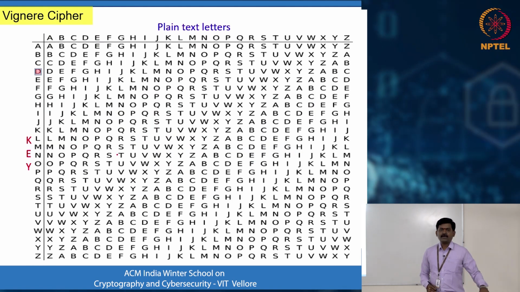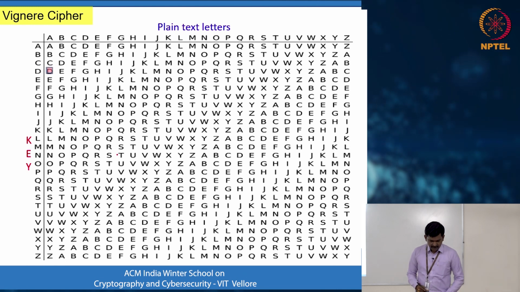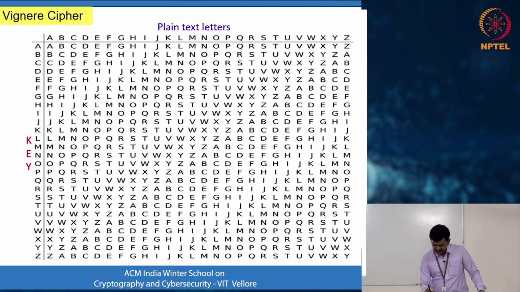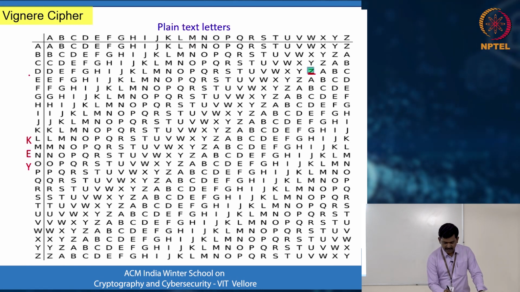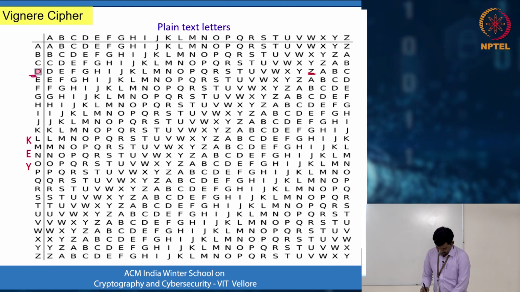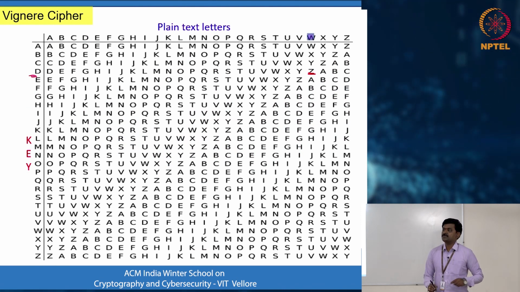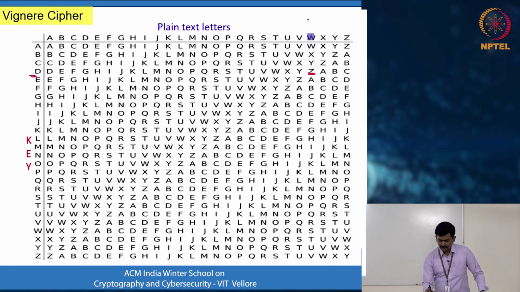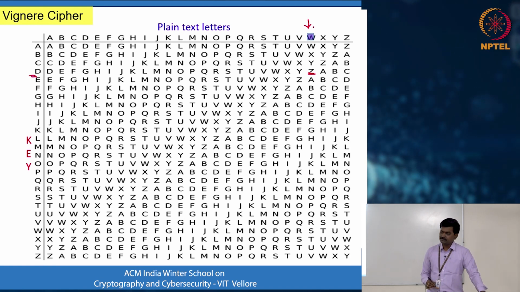Again, what will you have? I have the cipher, I have the key, and of course the table. So take an example: this is my cipher alphabet and the key is D. What do you do? Go to the corresponding plain alphabet. It's a fairly reverse process.